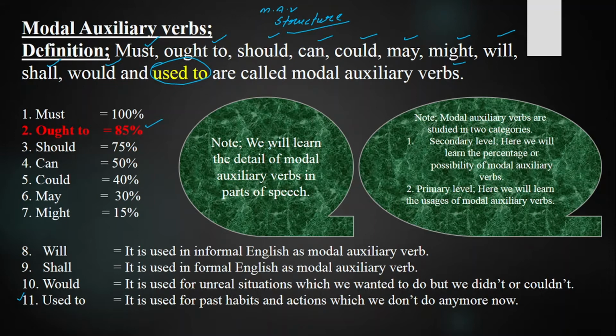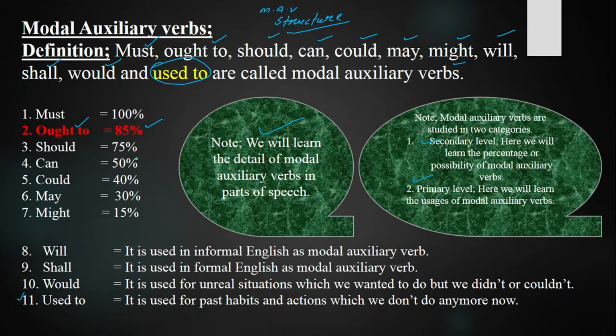One note: we will learn the detail of modal auxiliary verbs in parts of speech, when we start parts of speech. And note that modal auxiliary verbs are studied in two categories. The first one is the secondary level and the second is known as the primary level. In the secondary level we will be learning the possibilities, like what is the possibility of the modal auxiliary verb ought to. And in the second one, the primary level, we will be learning the usages of the modal auxiliary verb.